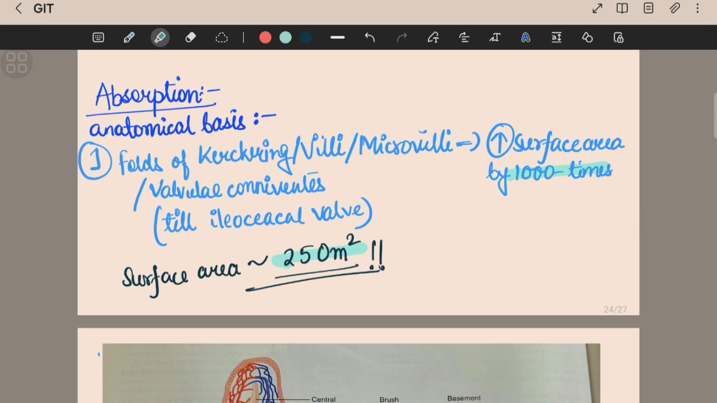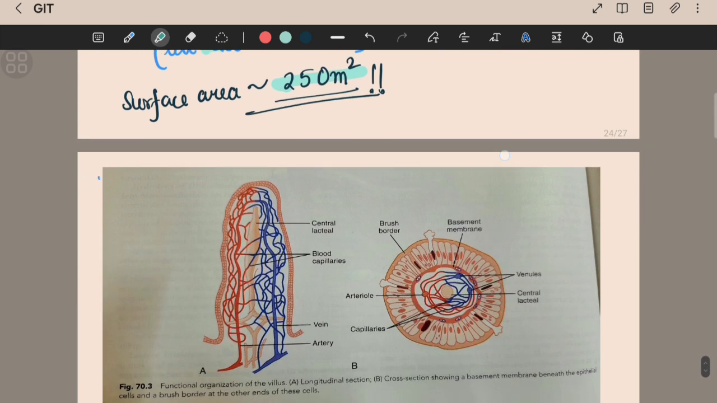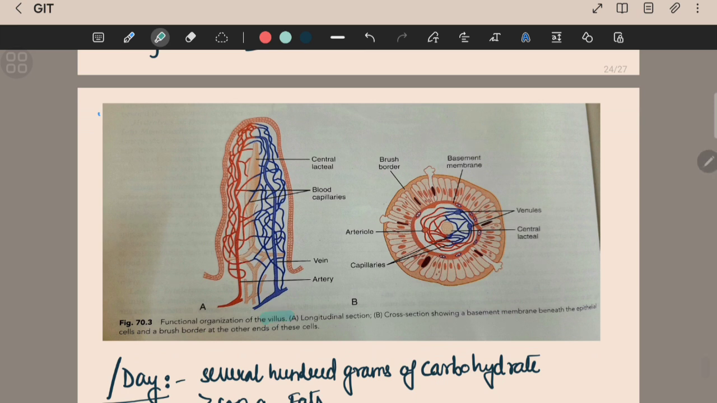The continuation of the folds of Kerckring, the valvulae conniventes, is until the level of the ileocecal valve, where the small gut ends and there is the starting of the first part of the large gut, that is the cecum. Now over here in this diagram, we see the arrangement of the villi. See, this is basically the villi.